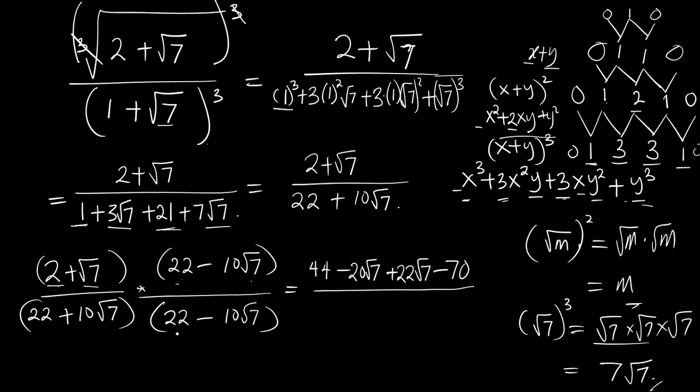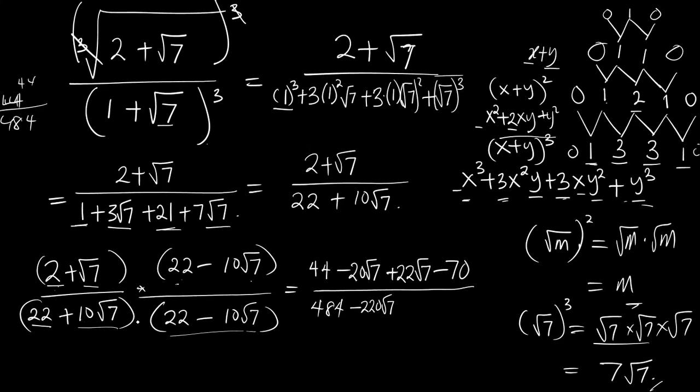Divide by 22 times 22. This will give us now 44 plus 44, so this will give us 484. So here you have 484. Now 22, we are using this 22 to multiply the whole of this. So it's 22 times minus 10 root 7. You have minus 220 root 7.